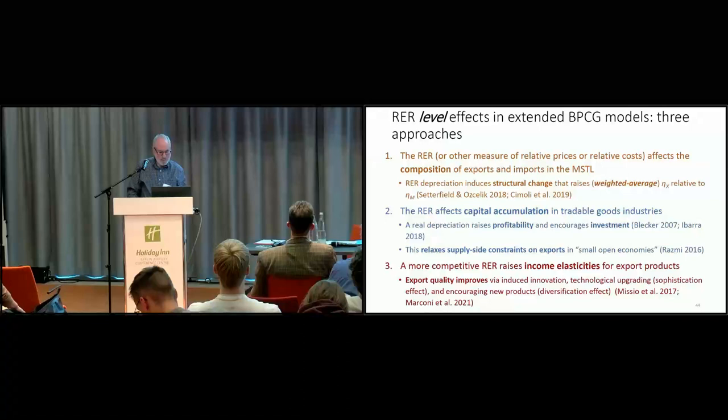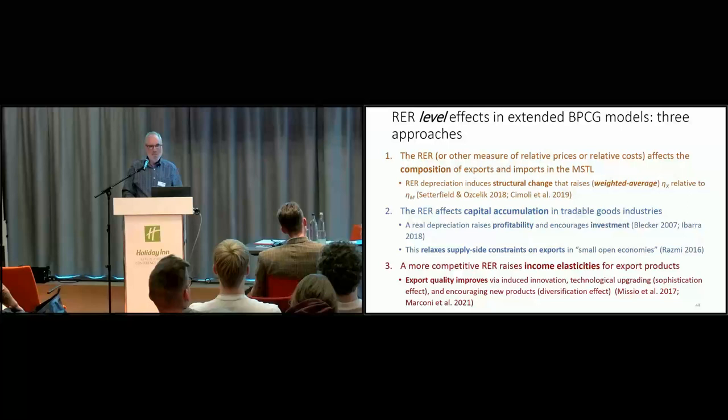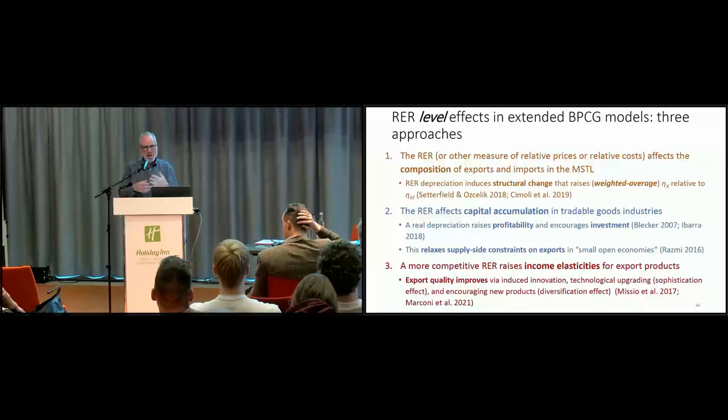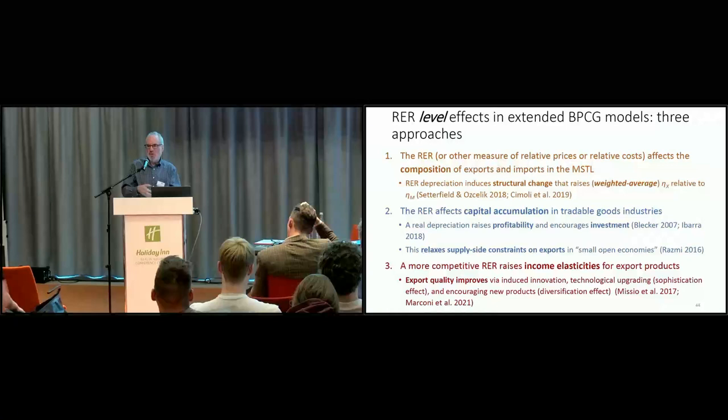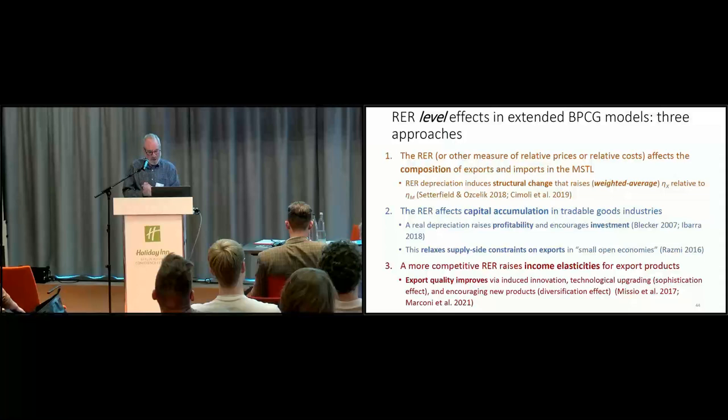A second channel would be a capital accumulation channel. Now, this requires more modification to the theory, because in the theory, it's a type of super multiplier model in the sense that investment's not an autonomous constraint. Investment just follows along through an accelerator mechanism. At least, that's not usually modeled very explicitly in BPCG, but it's implicit. But if you think that a country's exports might in fact be supply constrained, and therefore more investment is needed, and if you think that investment responds to profitability, and that's a big set of ifs, again related to Antonella's presentation this morning, well, a real depreciation raises the profitability of production within the home country.